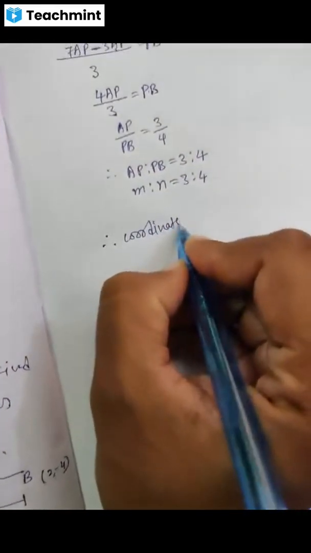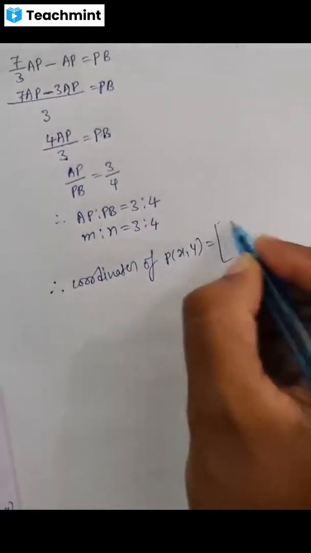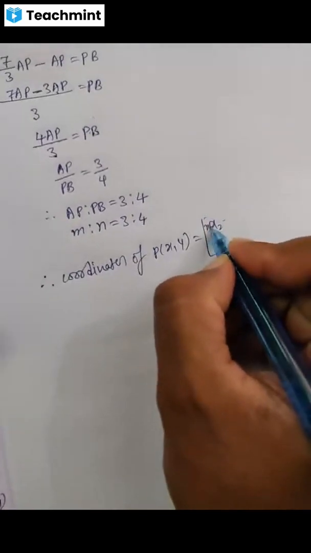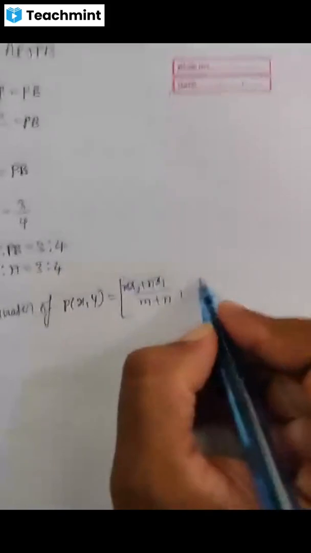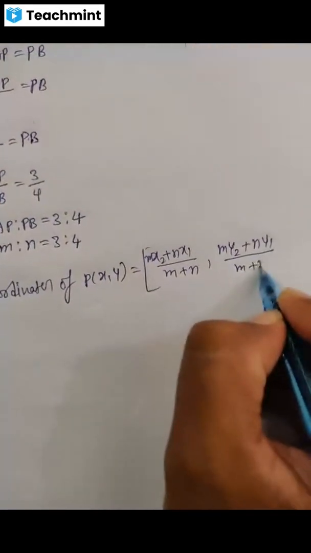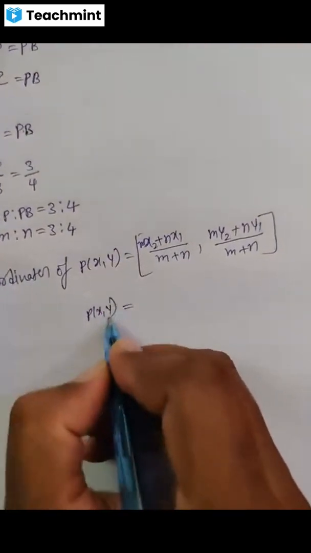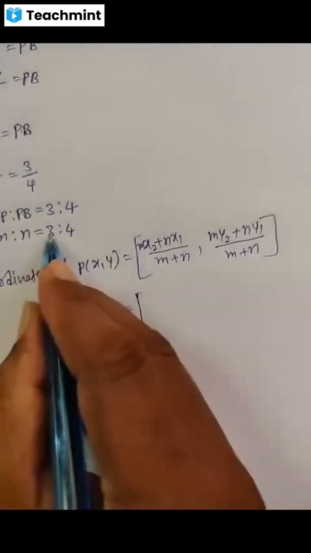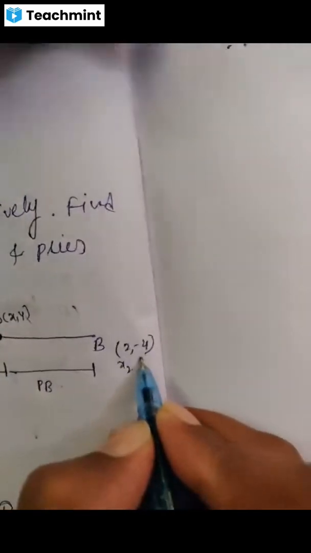coordinates of P comma XY is given by mx2 plus nx1 divided by m plus n comma my2 plus ny1 divided by m plus n. So this is equal to P of xy is equal to, what is m? M is 3. What is x2? See here, take this as x1 y1 and this as x2 y2. What is x2? X2 is 2.